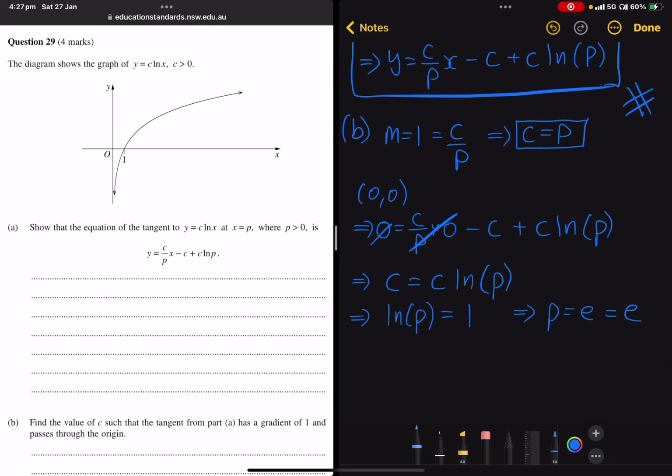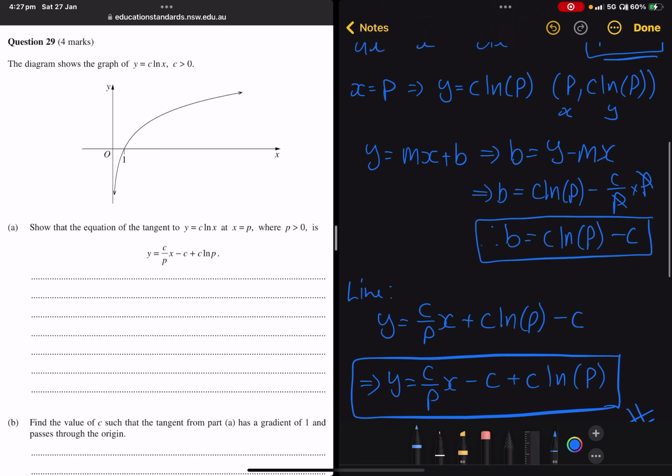So we identified c was equal to p. We plugged in the origin to the tangent line. This yielded the result that ln of p must be equal to 1. This implied that p had to be equal to e, and c had to be equal to e as well. So therefore, the value of c has to be equal to e. And this is the answer.